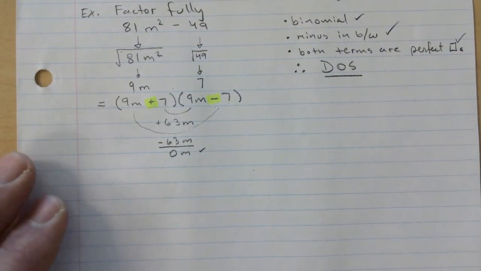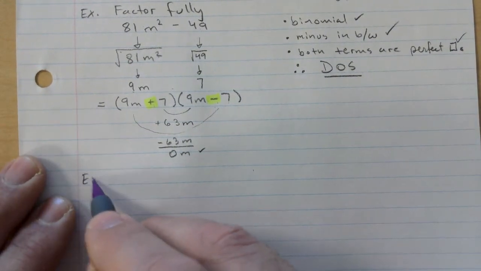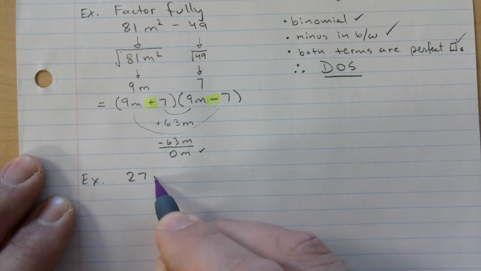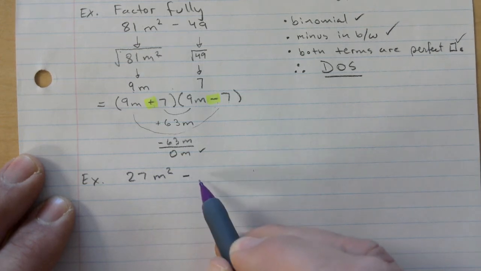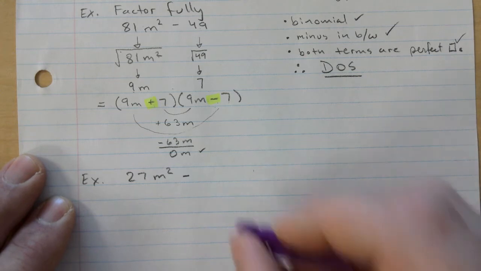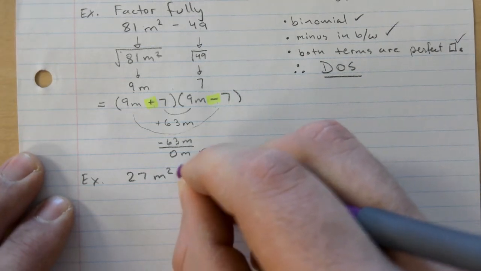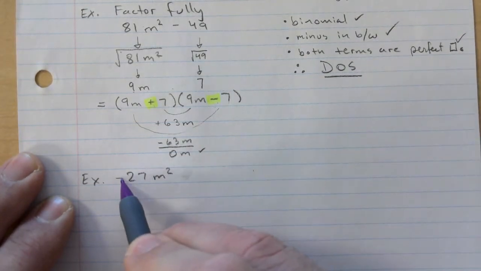Another one. 27m squared minus, oh, let me put a twist on this. It's easy to do.